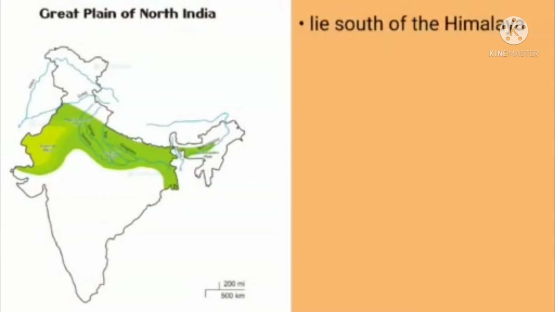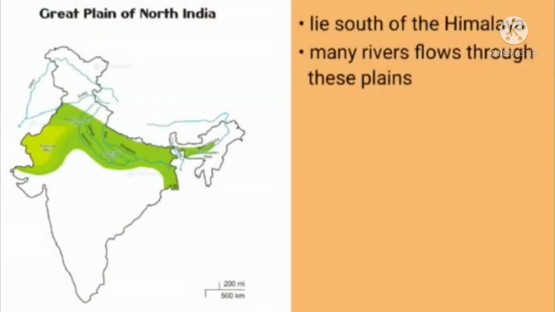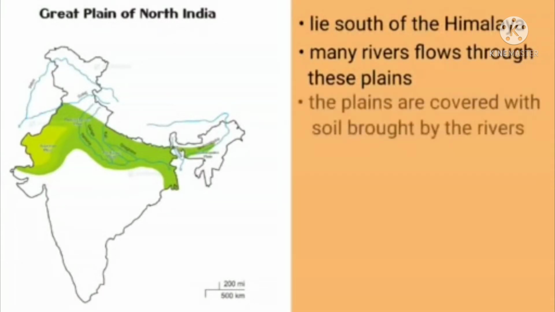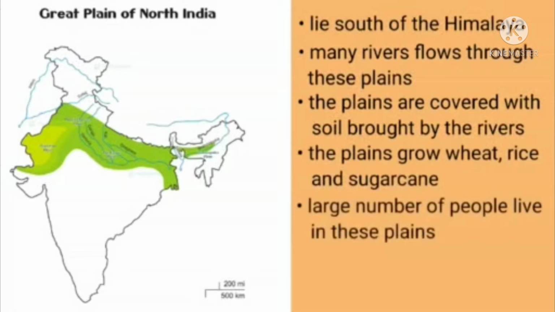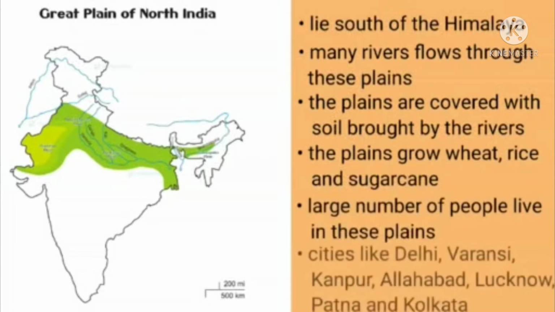The northern plains. The northern plains of India lie just south of the Himalaya. Many rivers flow through these plains. The plains are covered with soil brought by the rivers. This soil is very good for growing crops. The northern plains grow plenty of wheat, rice, and sugar cane. A large number of people live in these plains. Here there are many large cities such as Delhi, Varanasi, Kanpur, Allahabad, Lucknow, Patna, and Kolkata.